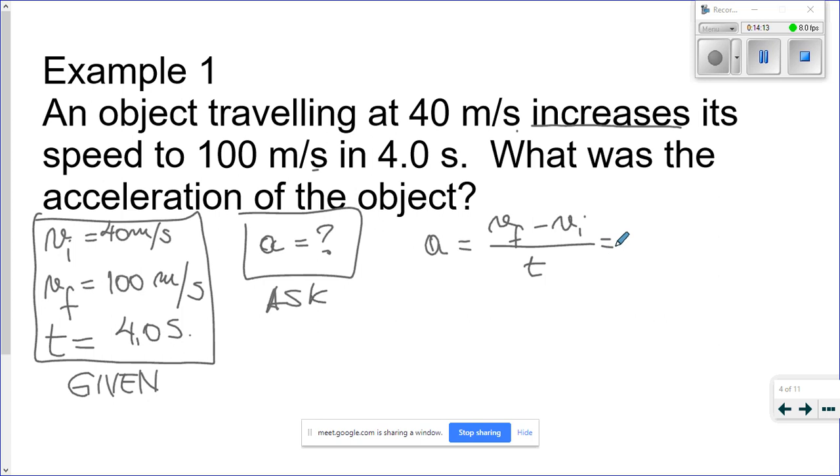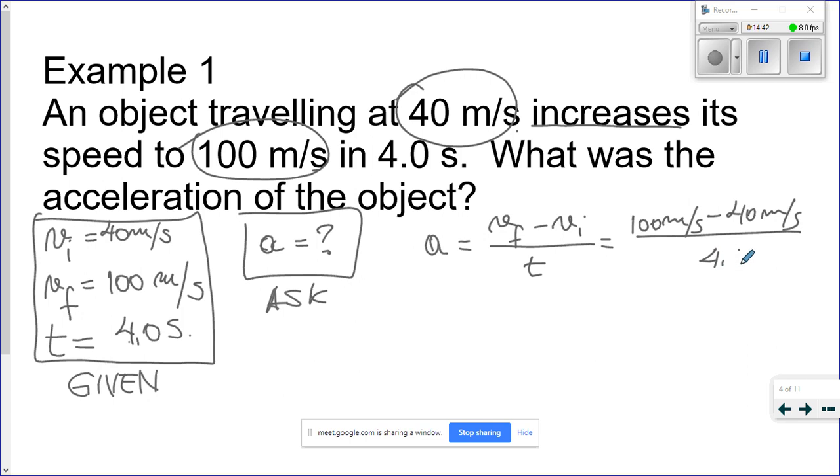Now, even from the problem, we know that the acceleration will be positive. So the object will be accelerating. How do we know this? The initial velocity is less than final velocity. But even the math is telling us this. 100 meters per second minus 40 meters per second divided by 4.0 seconds. So the acceleration will be what?